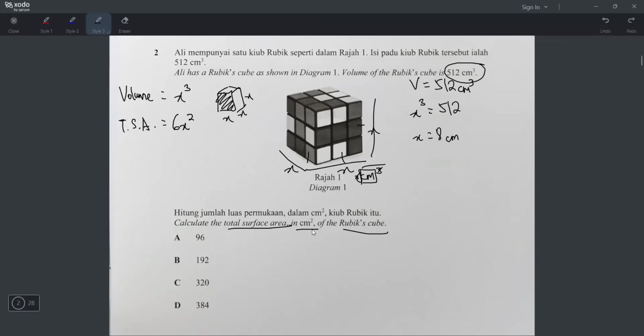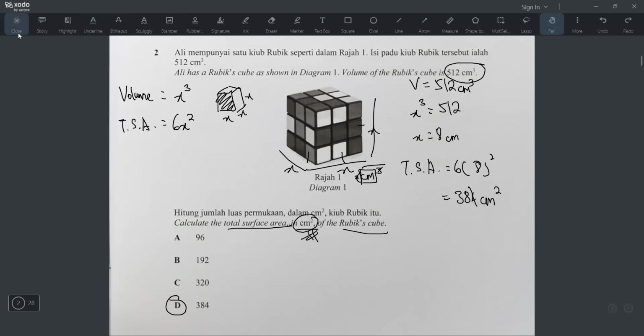Now they say total surface area in cm square, which is good because now my side is also in cm. So you want to find in cm square, no problem. Just use the formula 6 times x square. And then the x is 8. Okay, the 8 is in cm. When you square it, it becomes cm square already. So the unit matches with the unit they want already. So 8 square times 6, you use your calculator, you would get 384, and the unit automatically in cm square. Okay, so the answer is D. Alright, that's all.